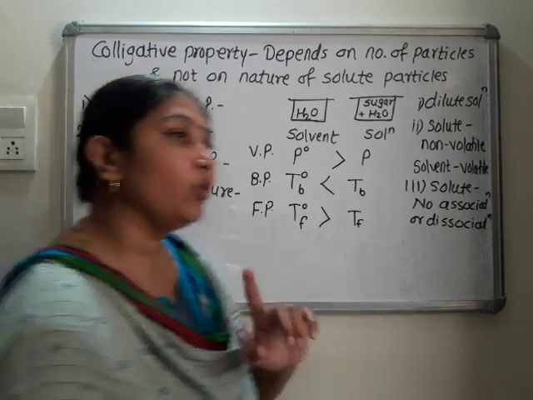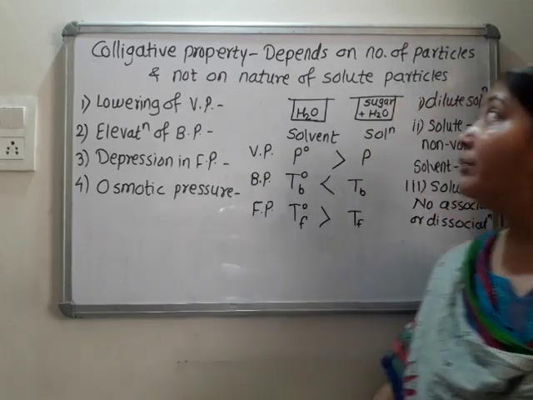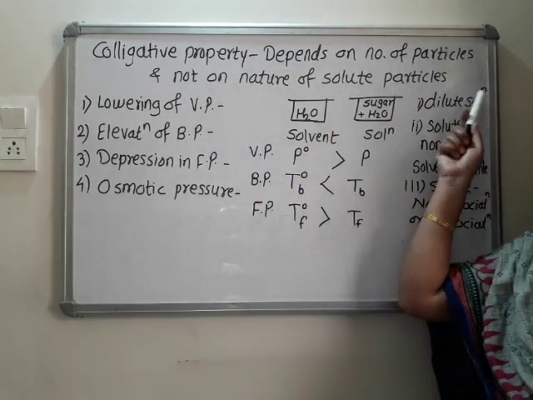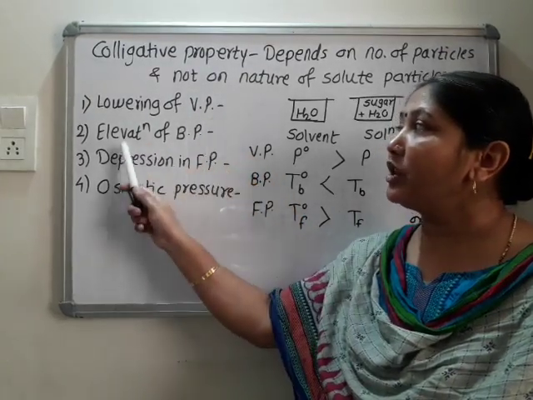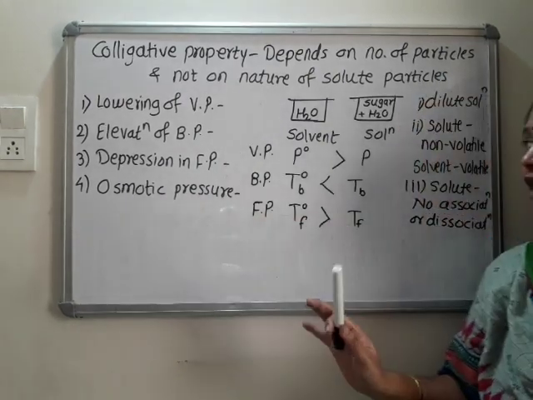Right now remember, colligative property is the property which depends on the number of particles and not on the nature of solute particles. 4 properties are there: lowering of vapor pressure, elevation of boiling point, depression of freezing point, and osmotic pressure.